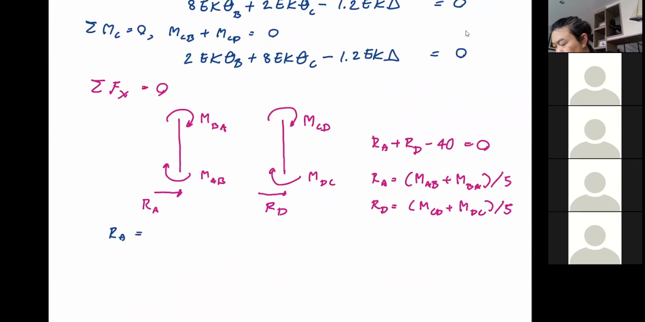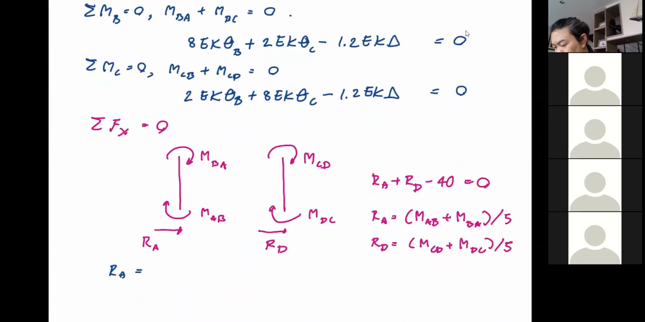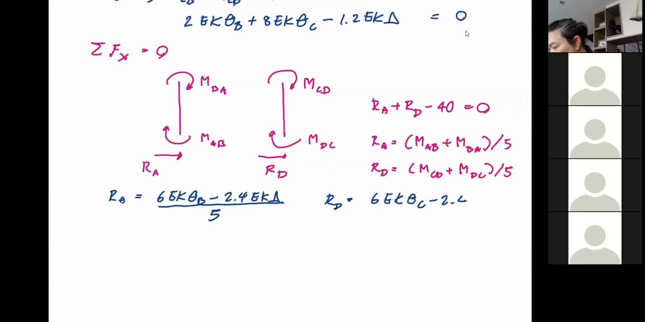So here, RA is going to be equal to how much? Again, I just said that: 6 and minus 2.4, right? 6EK theta B minus 2.4EK delta over 5. And RD is going to be 6EK theta C minus 2.4EK delta over 5. Am I right?